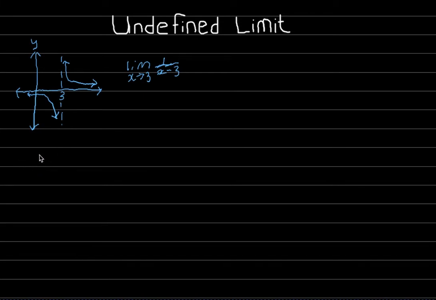So, the limit of 1 all over x minus 3 as x approaches 3 from the left. So this is from the left hand side as x approaches 3. We can see on this graph if it approaches 3 this way.